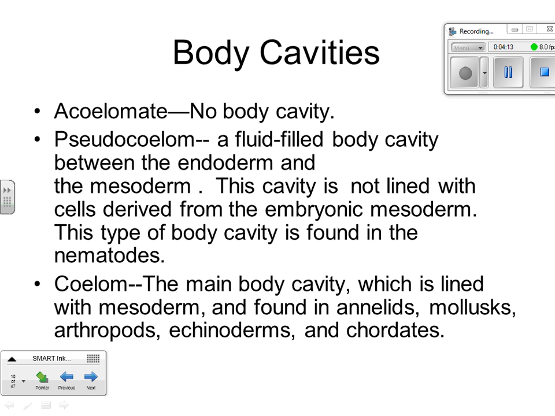It's called a pseudocoelom. It's made in a little bit different way than the normal coelom in protostomes and deuterostomes. It's not made directly from the mesoderm. It's not lined with it. It forms in between two of the germ layers, endoderm and mesoderm. But most other animals have a coelom, a body cavity, completely lined with cells from the middle germ layer, mesoderm. And this is in all the protostomes and deuterostomes. Annelids, mollusks, arthropods, echinoderms, chordates.